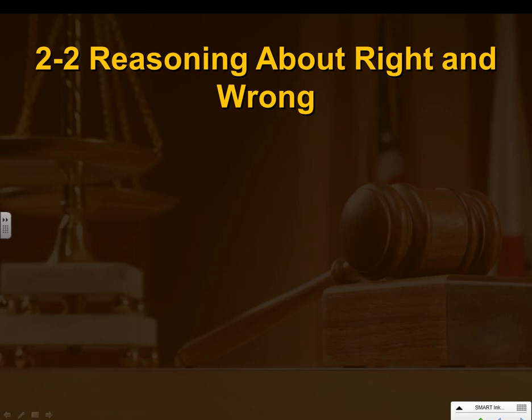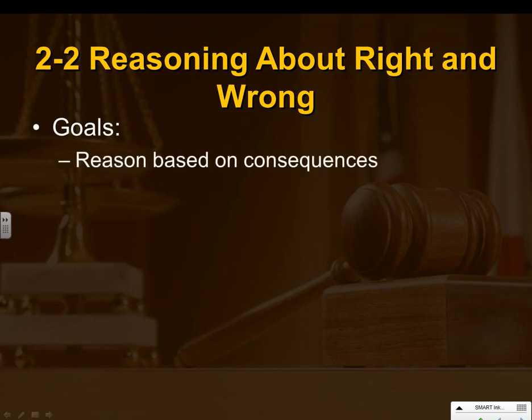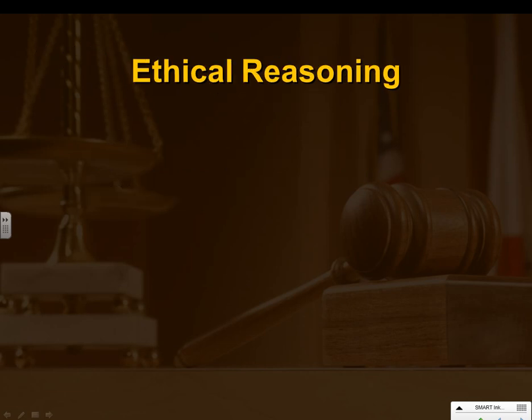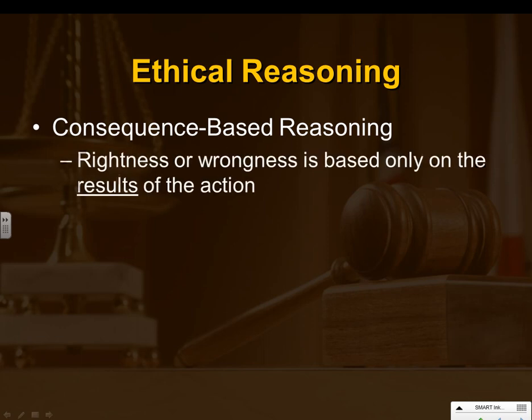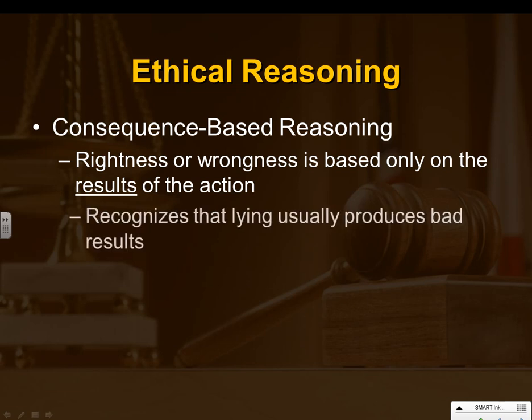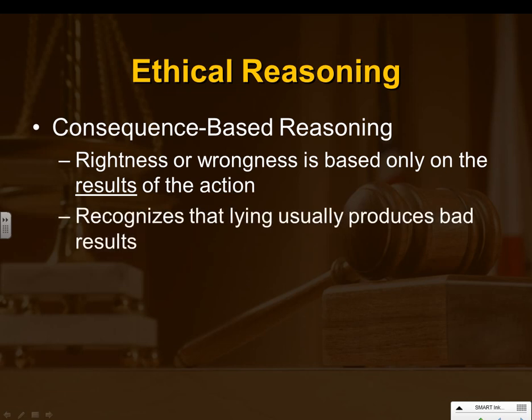After studying this lesson, you will be able to reason based on consequences and reason using ethical rules. Ethical reasoning about right and wrong takes two basic forms. One form is based on consequences. Rightness or wrongness is based only on the results of the action. An act that produces good consequences is good. An act that produces bad consequences is bad.